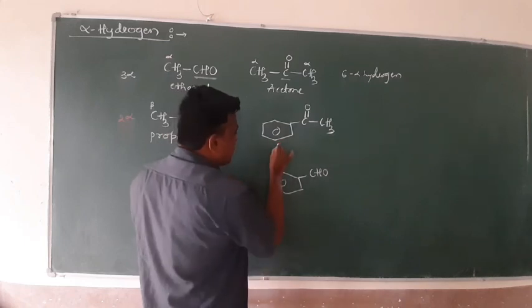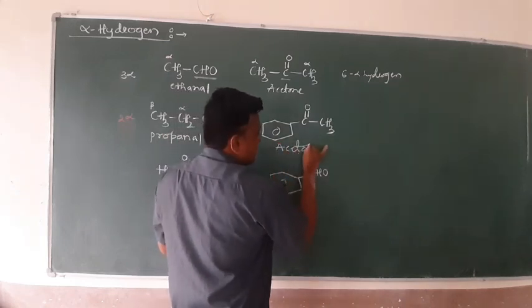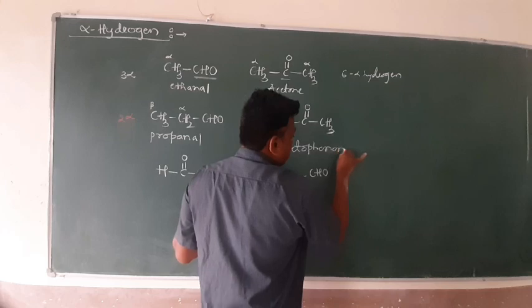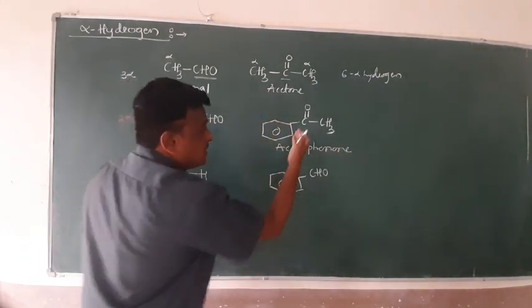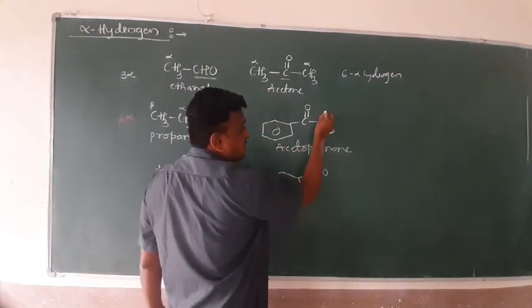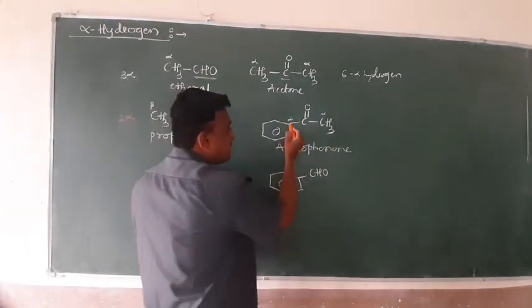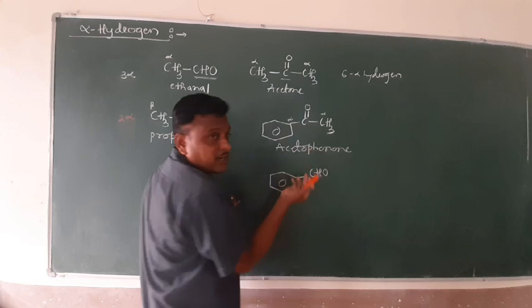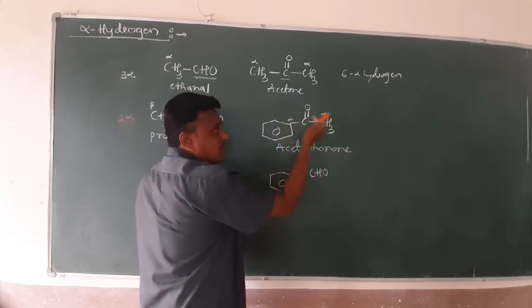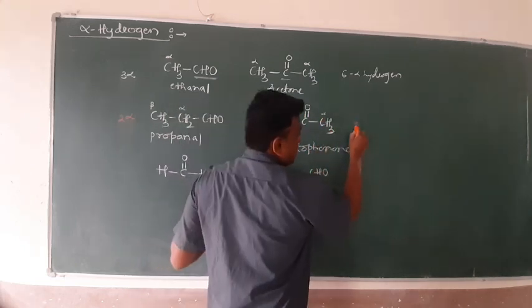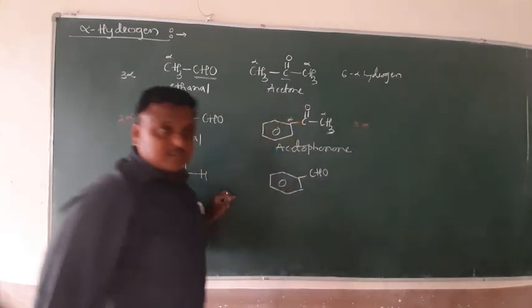Your acetophenone, methyl phenyl ketone. The functional group is attached here. This is your alpha carbon, and here also an alpha carbon. But keep in your mind, friends, this carbon does not have hydrogen. But this carbon has 3 hydrogens. This is 3 alpha hydrogens.